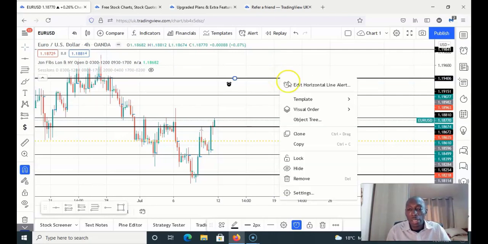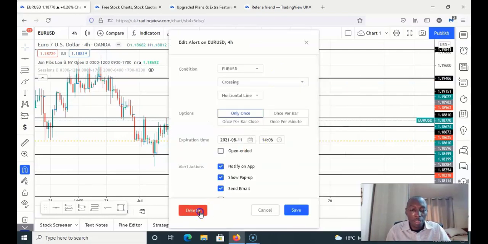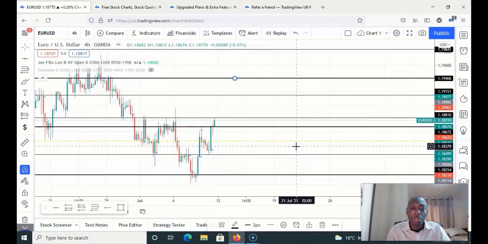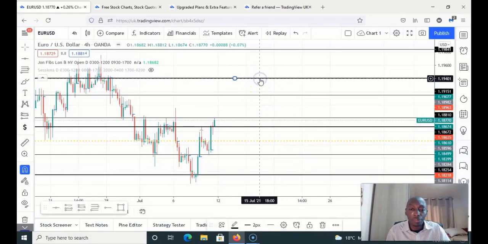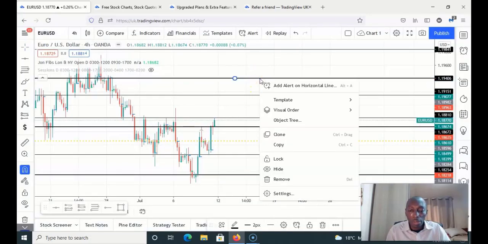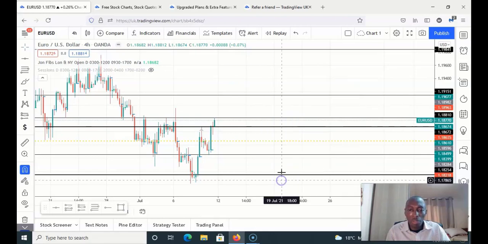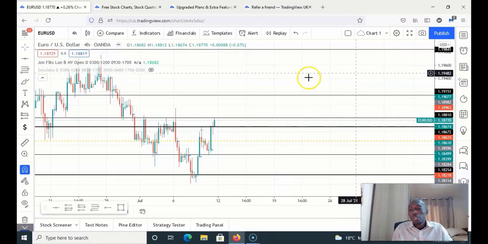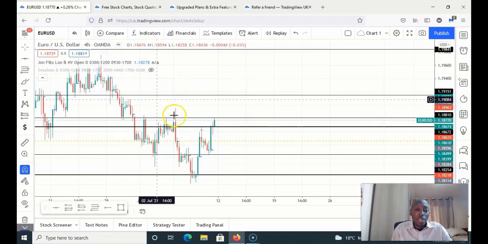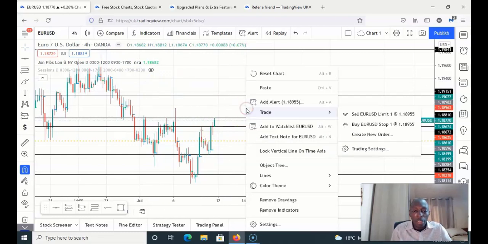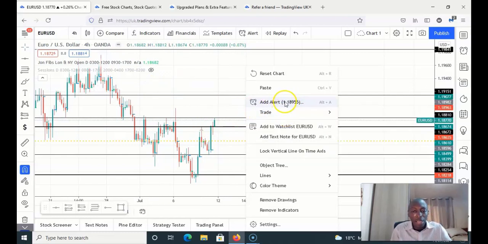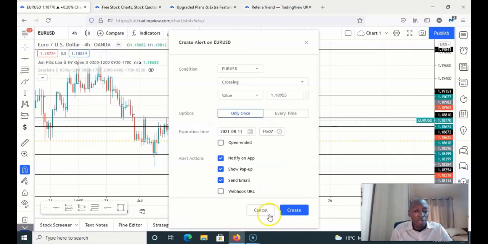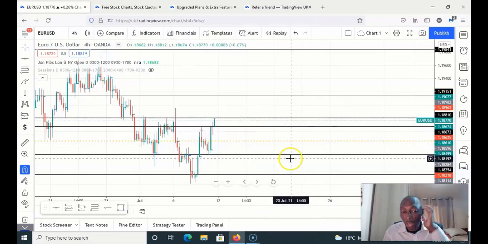Just right click here, edit, and I delete that. I can also delete the line. Right click, I can remove the line. Or say I want to do an alert anyway. Say I want to do it here. I right click on that point there, and it just says add alert, and then I can add it right there. So there's different ways to put it on.